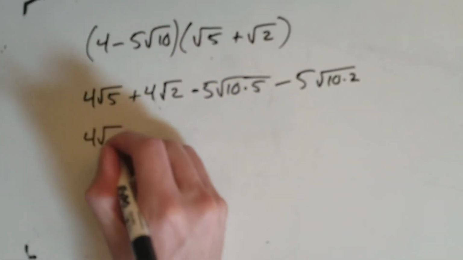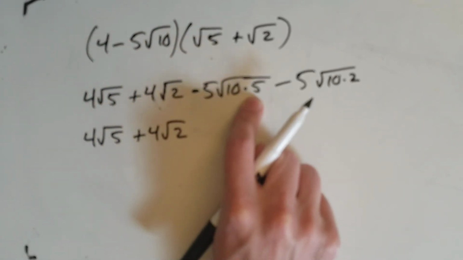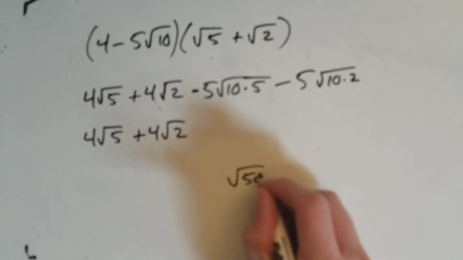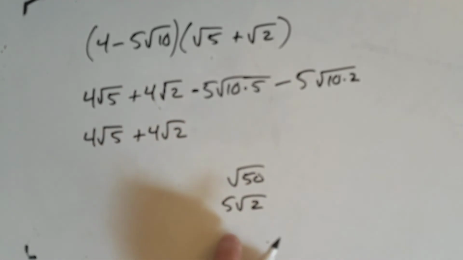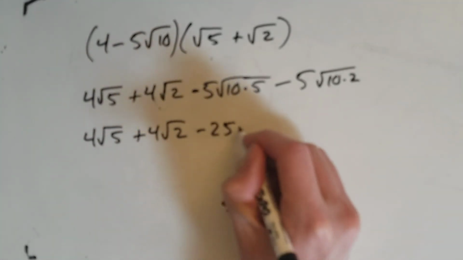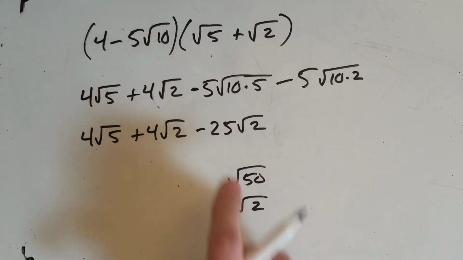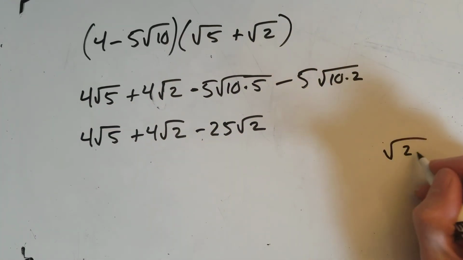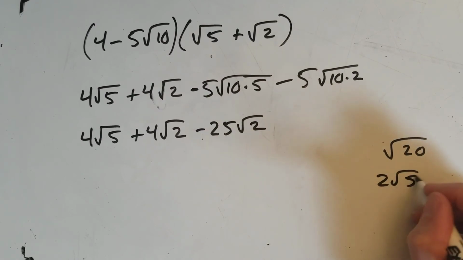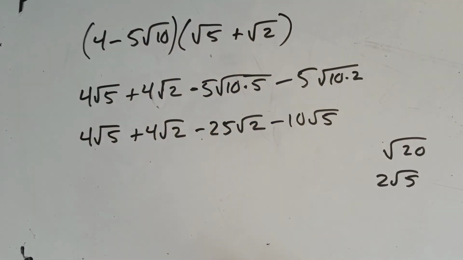So let's rewrite what we have in the front here. Nothing we can do with these yet. This one I'll say is root 50, and root 50 ends up being 5 root 2. So when we do that, you'll end up with minus 25 root 2. So simplifying the root 50, you get down here, but you have to multiply that by that 5 in the front. Over here, let's say it was root 20. Root 20 would be 2 root 5. But you're going to have to multiply by that 5, so you're going to have minus 10 root 5.